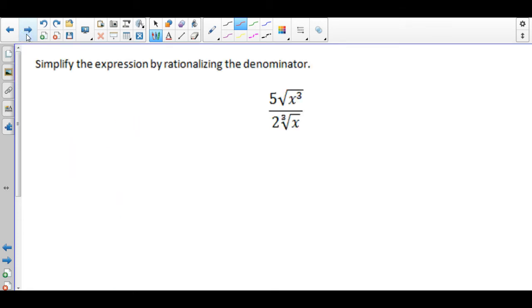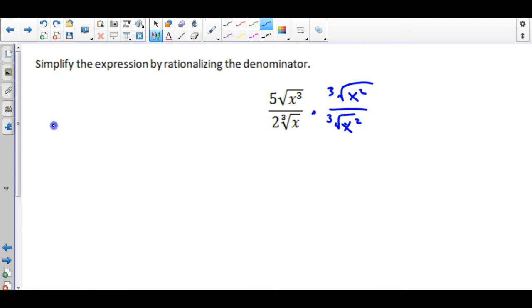Next one. So we're going to simplify this by getting rid of the radical in the denominator. If I want to cancel out the cubed root of x, you would need a cubed root to cancel out with x cubed down here, but we don't have that yet. So I need to multiply the bottom by the cubed root of x squared, and that would give me enough x's on the inside to cancel out with this cubed root. So if I do it on the bottom, I have to also do it on the top.